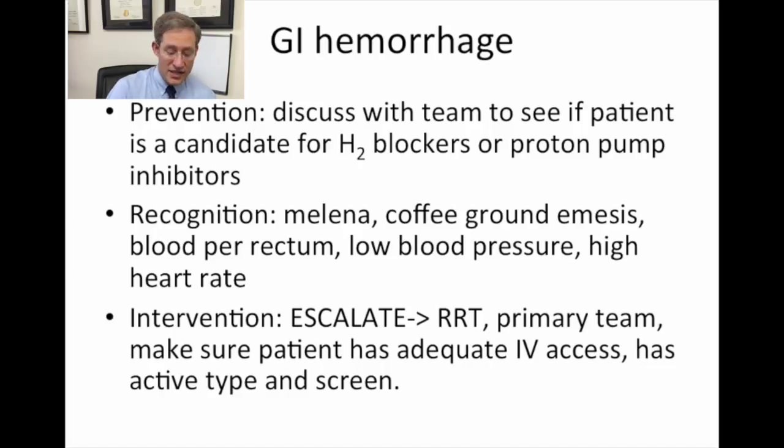Interventions, again, escalation is crucial, calling the rapid response team right away, calling the primary team. From a clinician standpoint at the bedside, making sure the patient has appropriate IV access and that the patient has an active type and screen, and finding out from the primary team if they want blood products to be delivered to the patient already. Time is of the essence in all of these, but specifically in a GI hemorrhage.